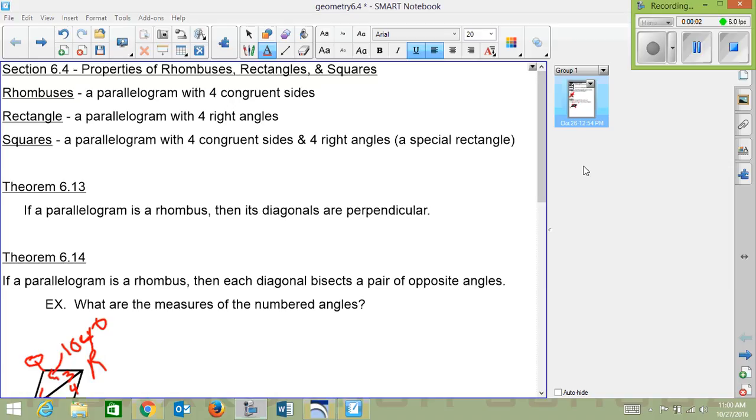Hello and welcome to section 6.4, which is on properties of rhombuses, rectangles, and squares.